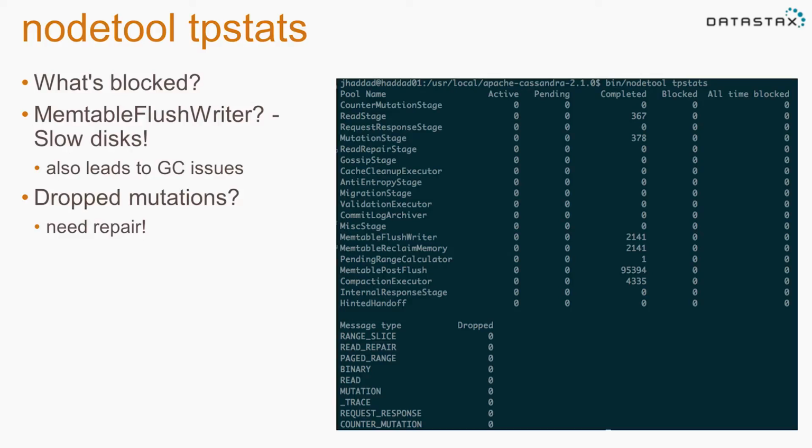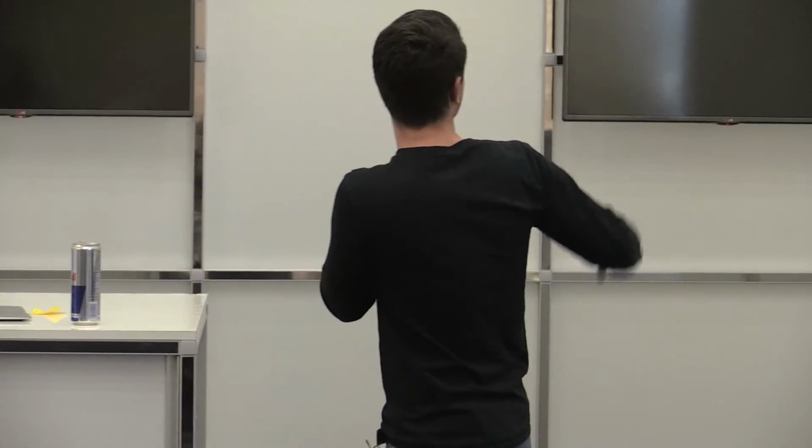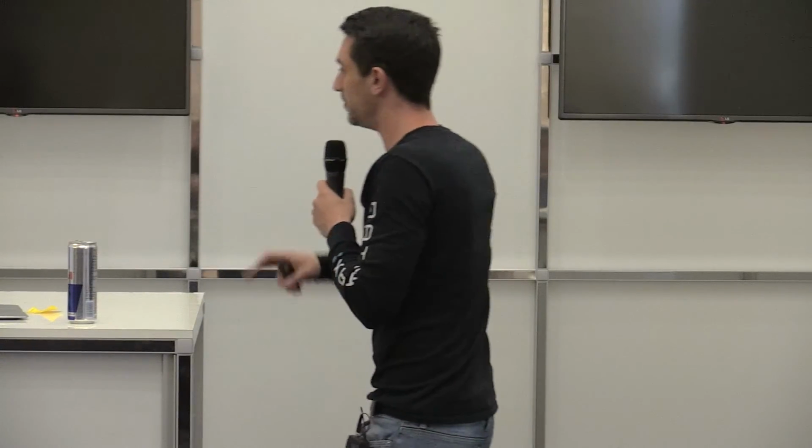So I mentioned nodetool. Nodetool is a really great utility for administering your Cassandra nodes. So tpstats, thread pool stats, right? What you want to look for here, if you're seeing issues, is blocked and dropped. For example, memtable flush writer. That's showing that it can't write to the disk. There's a bottleneck potentially at the disk level. So then you'll go and run iostat and see what's going on there.